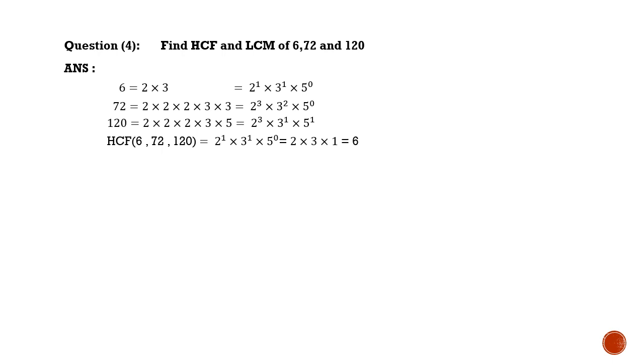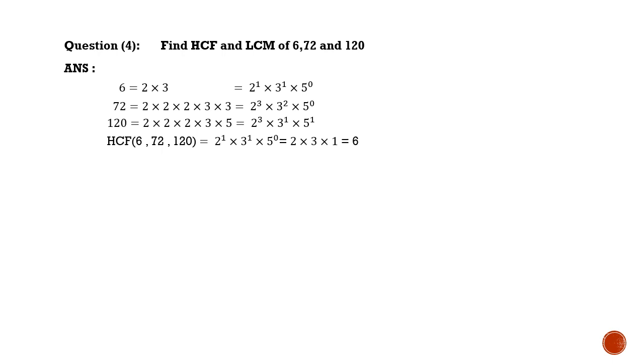So we have 2 raised to 1, 2 raised to 3 and 2 raised to 3. 2 raised to 1 is the number with the lowest power. In the second factor, 3 raised to 1 is the number with the lowest power, and in the third one, 5 raised to 0 is the number with the lowest power. Solving this, 2 raised to 1 is 2, into 3 raised to 1 is 3, and 5 raised to 0 is 1. Their multiplication is 6, which is nothing but HCF of the given numbers.